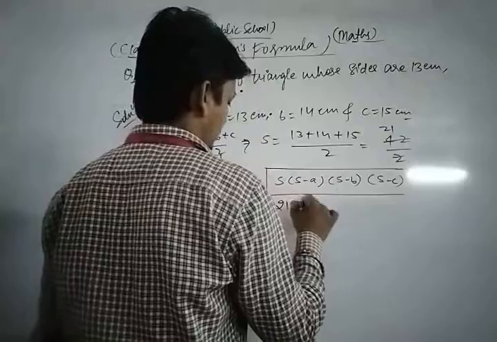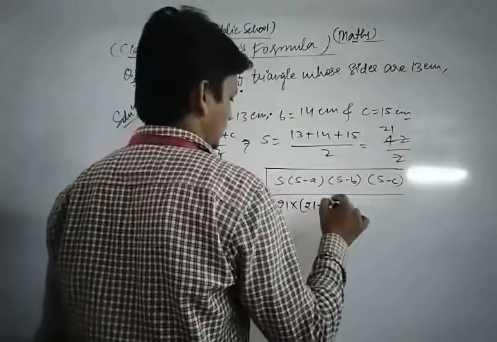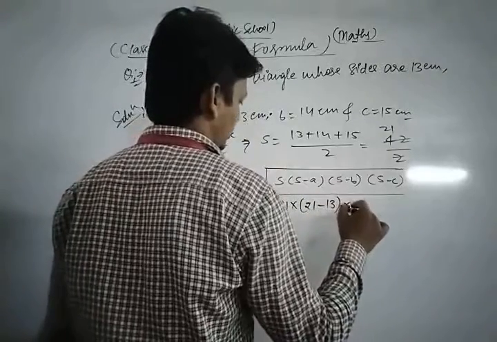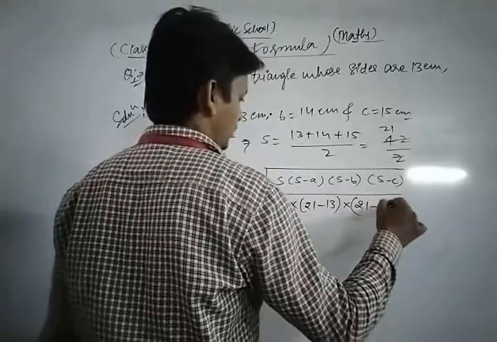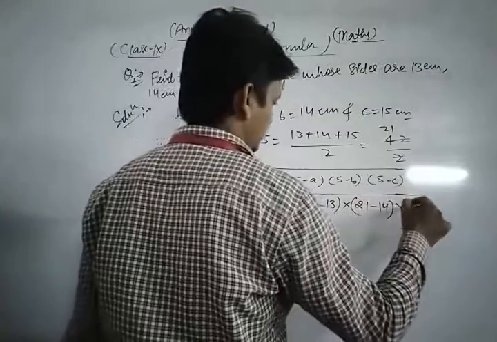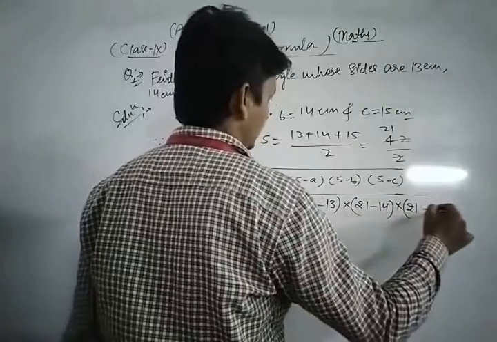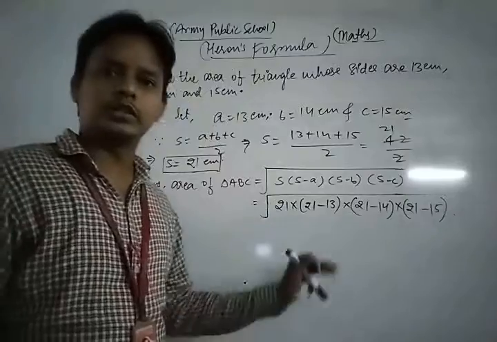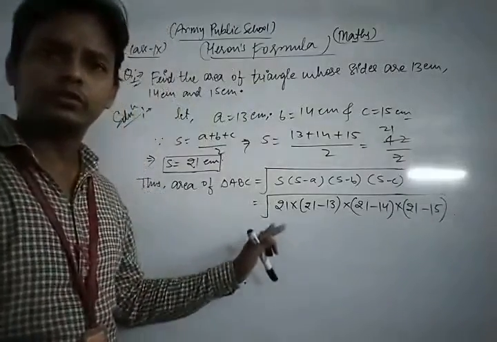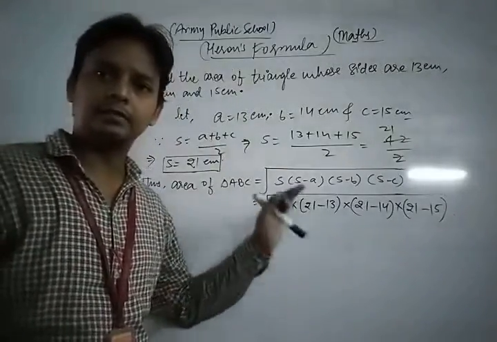This is 21 into 21 minus a, what? 13. Into 21 minus b, what? 14. Into 21 minus c, what? 15 respectively. We first put the values of a, b and c with the semi-perimeter.